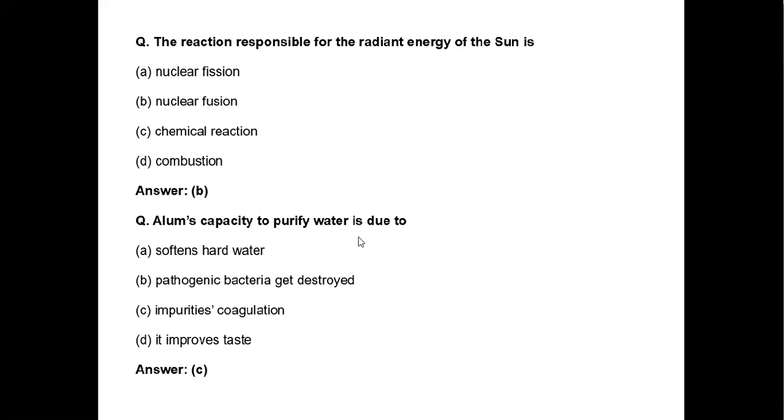Alum's capacity to purify water is due to softens hard water, pathogenic bacteria get destroyed, impurities coagulation, and improves taste. As alum is a coagulant, its capacity to purify water is due to impurities coagulation. So option C is the right answer.